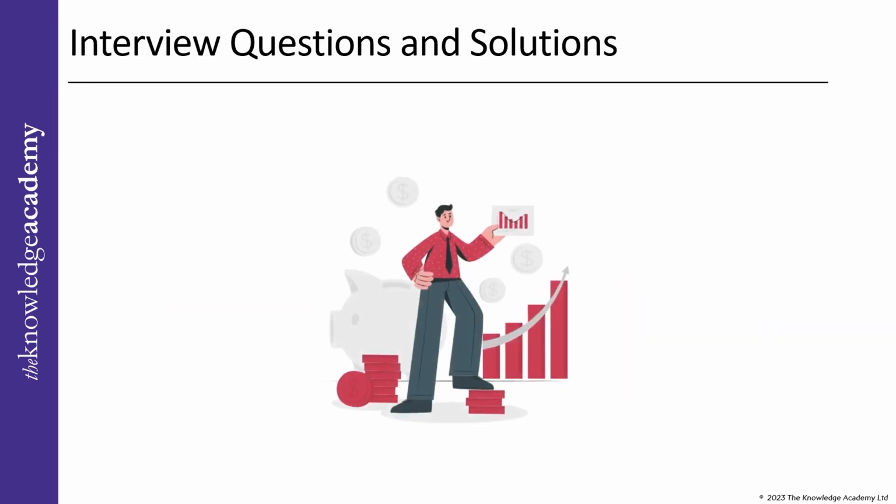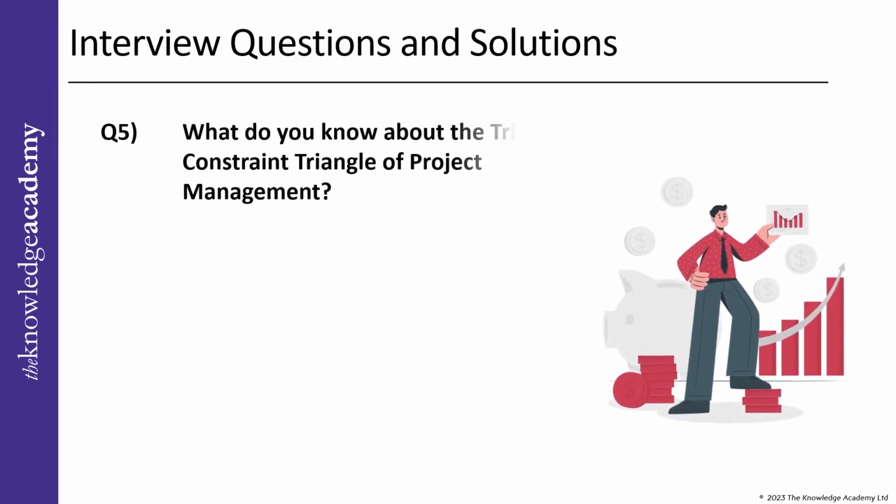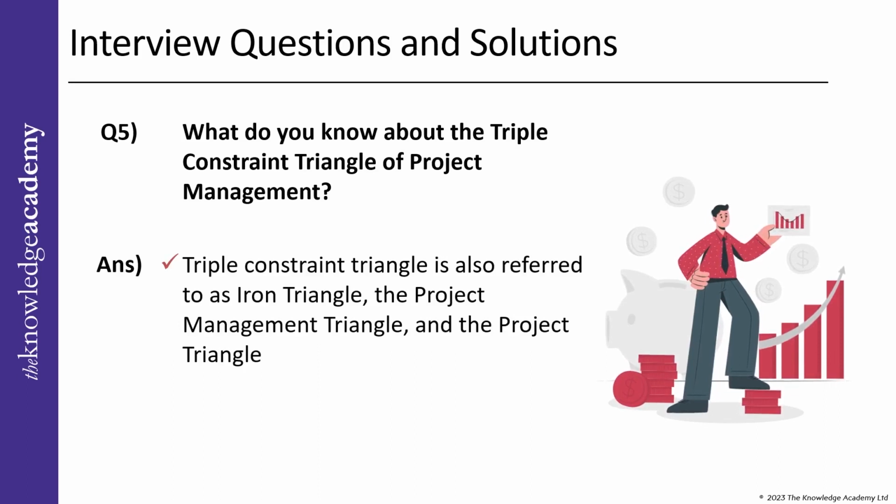Next question. What do you know about the triple constraint triangle of project management? Answer. The triple constraint triangle is one of the most important concepts of project management. It is also referred to as the iron triangle, the project management triangle, and the project triangle.